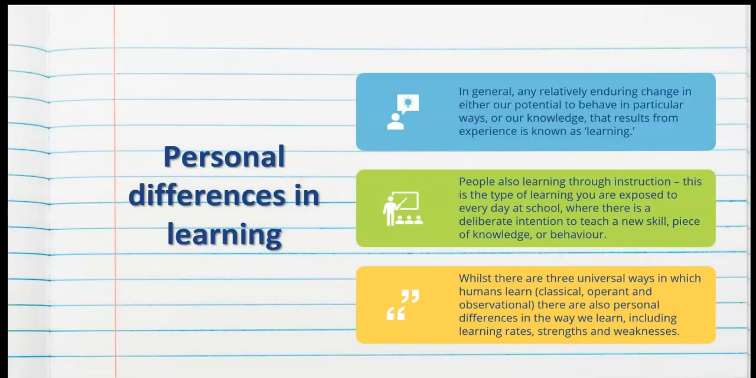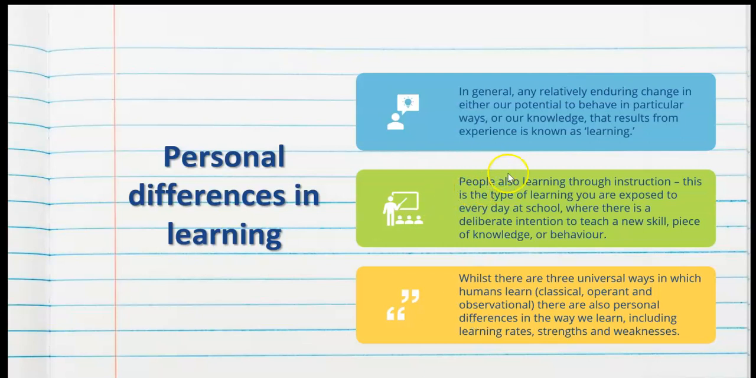So in general, any relatively enduring change in either our potential to behave in particular ways or our knowledge that results from experience is known as learning. Whilst we know that there are three universal ways which humans learn, classical conditioning, operant conditioning, and observational learning, there are also personal differences in the way we learn, including learning rates, strengths, and weaknesses.